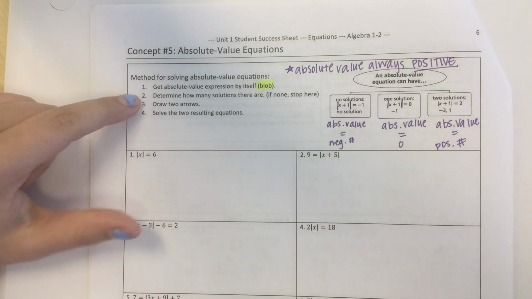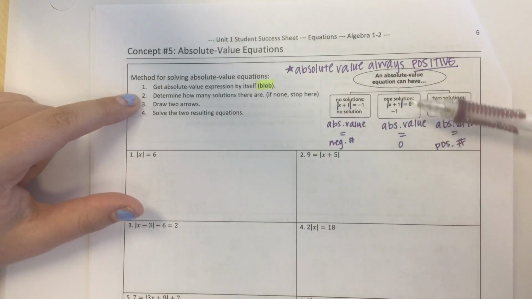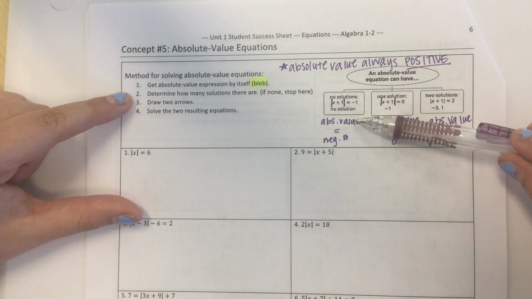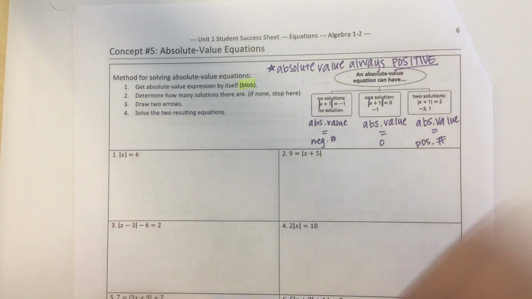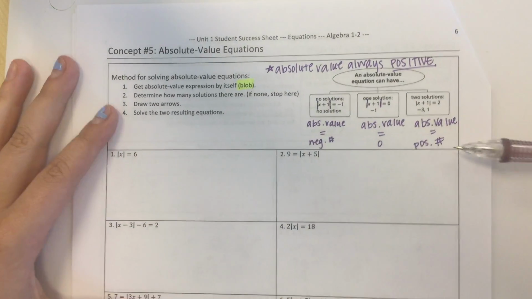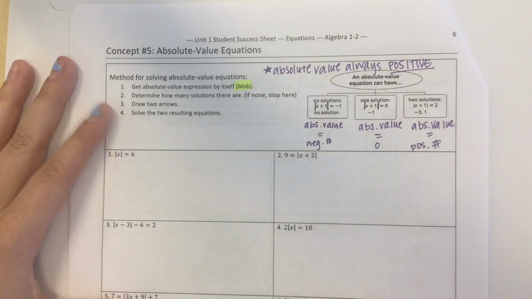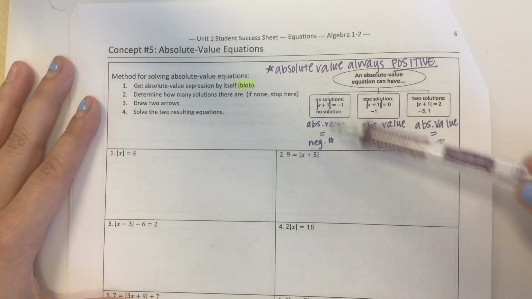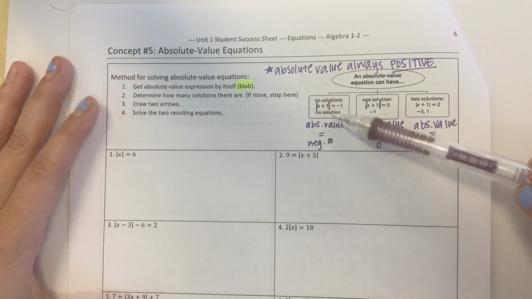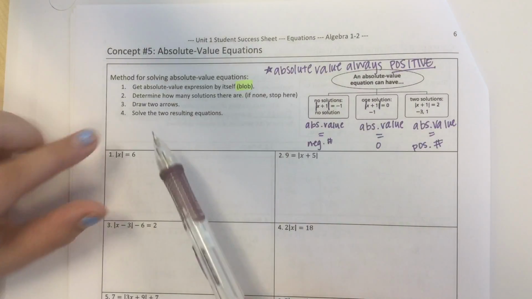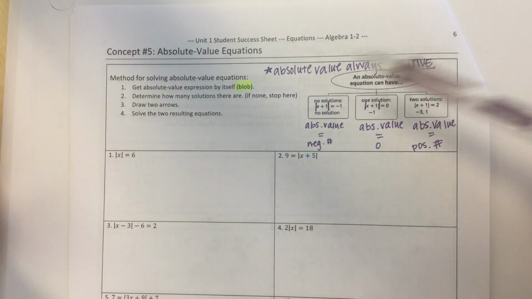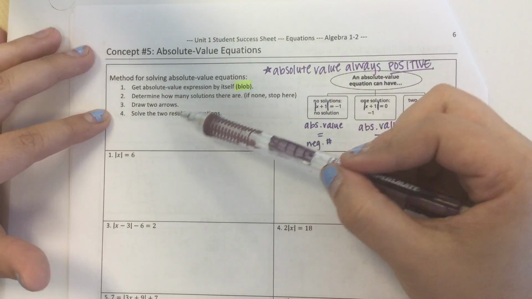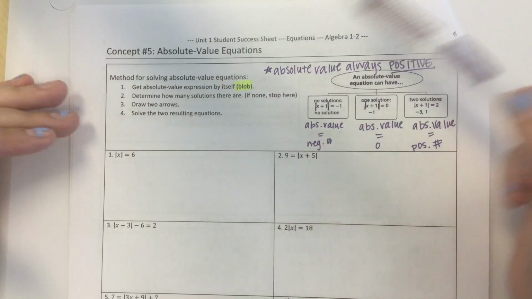Then you're going to determine how many solutions there are by looking at this guy. Does your blob equal a negative number? Does your blob equal 0? Or does your blob equal a positive number? That's how you're going to determine how many solutions there are. If there's no solution, then you're done. You don't have to solve because you can't. All right? Then, once you determine how many solutions there are, you're going to draw two arrows, and then you're going to solve those resulting equations.